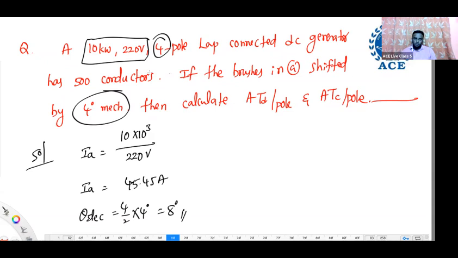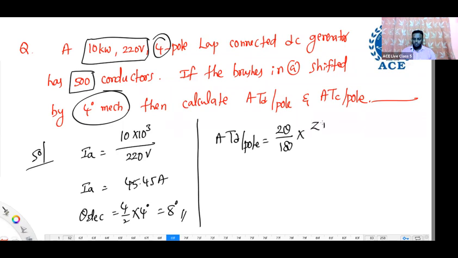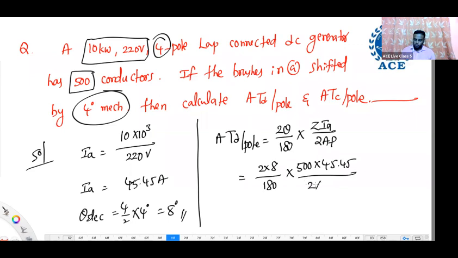Now 500 conductors are given in total. Therefore, calculate ATD per pole. The formula is 2 theta by 180 into ZIA by 2AP. Calculate 2 theta by 180 into Z, 500, IA is 45.45, divided by 2 times the number of parallel paths. It is lap connected, so A is 4, and P is also 4. How much is ATD per pole?